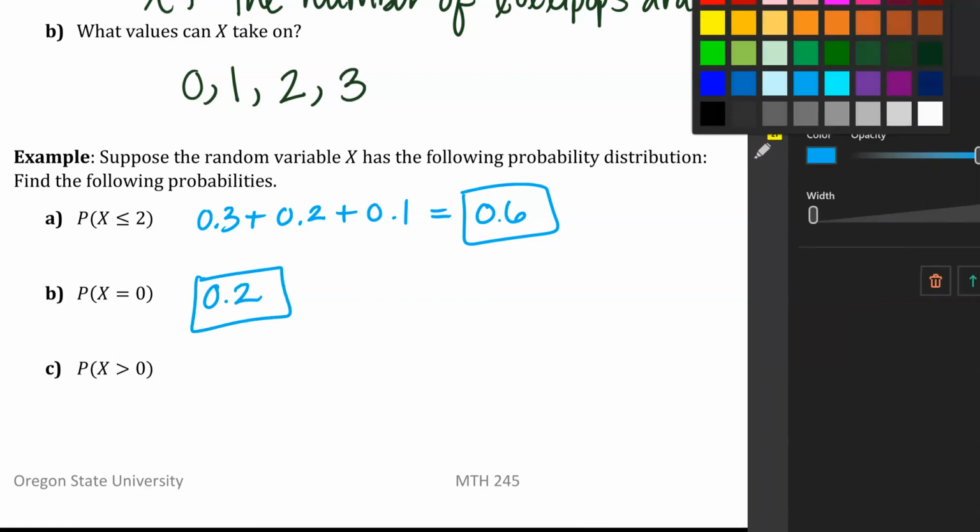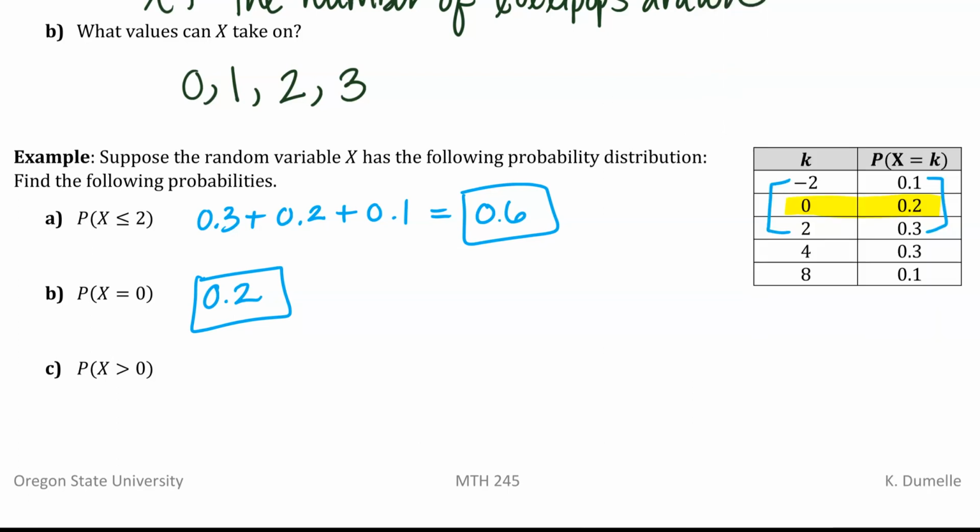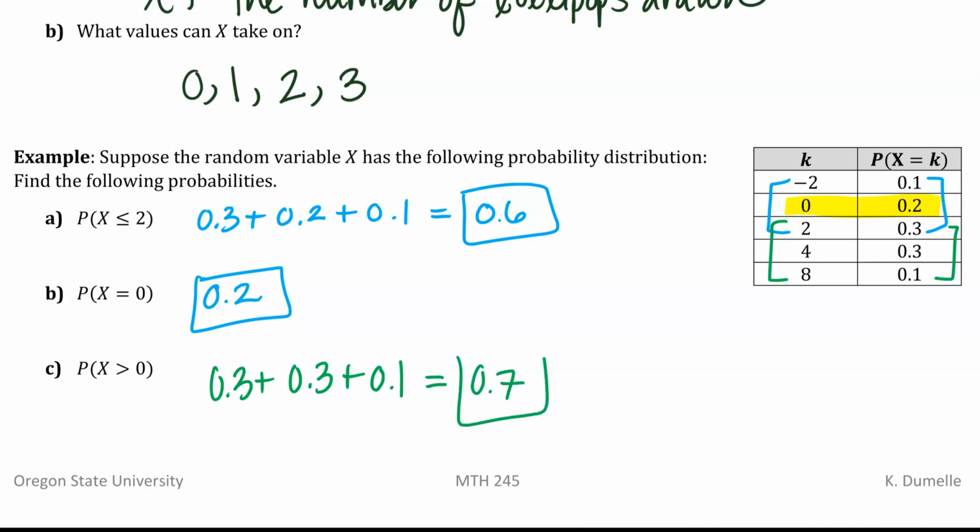Okay, next we want what is the probability that x is greater than 0? So strictly larger than 0, not equal to it. So here are all the values where x is larger than 0: 2, 4, and 8. And the associated probabilities are 0.3 plus 0.3 plus 0.1. So we get 0.7 is the probability that x is greater than 0. And that's how you use a probability distribution to calculate probabilities.